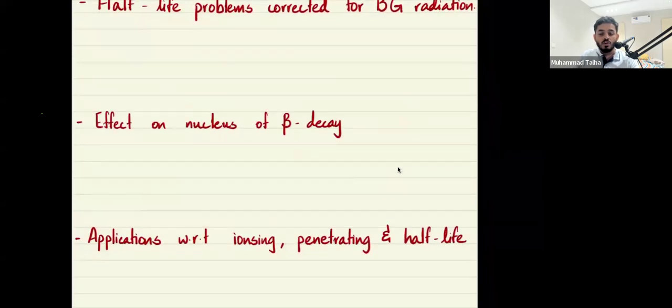Effect on the nucleus of beta decay. Now you need to understand this idea. This was also asked, by the way, in the March 24 paper, which is that if you have an electron being emitted, in the nucleus there are no electrons. So where does this electron come from?